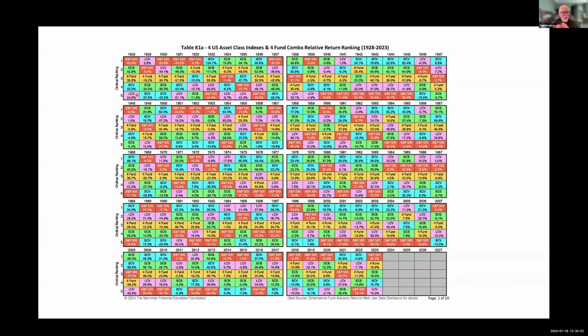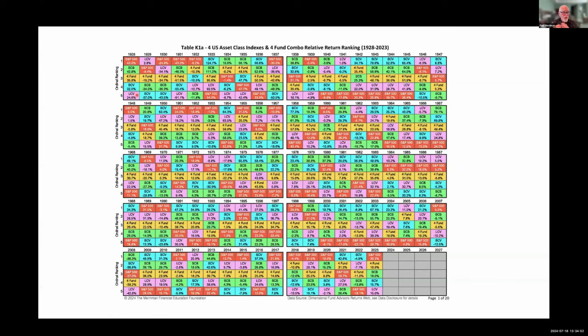Now, what people don't know, unless they look carefully, and I know these are small numbers, but you'll have time to look at them carefully later, is that in each box in each year, let's just look here at 1934. Small cap blend in 1934 was up 16.6% for the year. The four fund strategy was down 0.2. But look down here at the bottom.